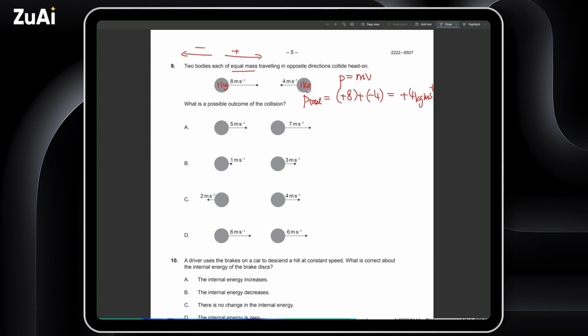By conservation of momentum, the final total momentum of the collision shall be positive 4 again. The correct combination is B, because it is going to the right hand side 1, going to the right hand side 3, and they add up to be 4.